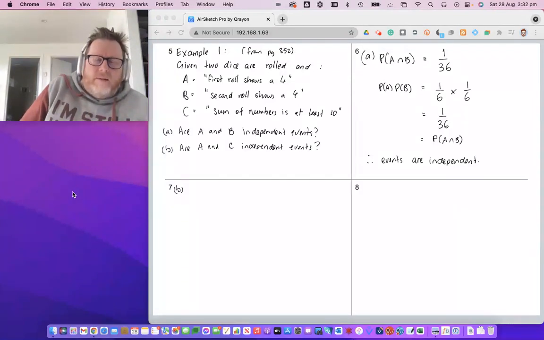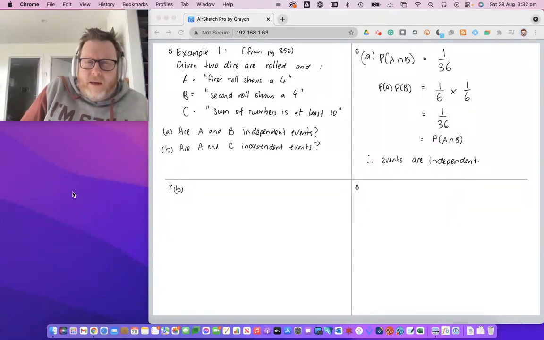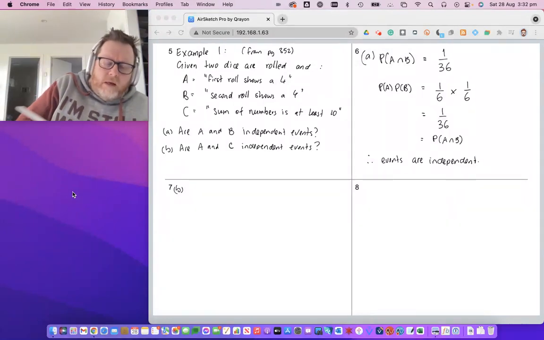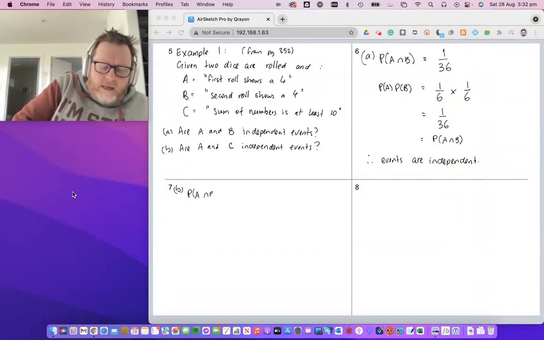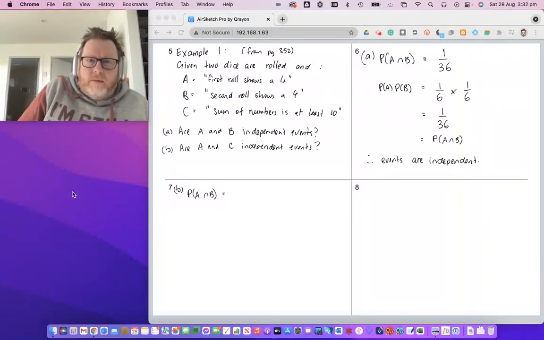Maybe you could just, again, pause the video and think without doing the calculations. Do I think they'd be independent? Do I think they'd be dependent? And let's go from there. But you'll see the process is the same. So pause if you want to. So we're going to look at the probability of A intersect B to start with. And the probability of A intersect B, well, we need to know the sample space.